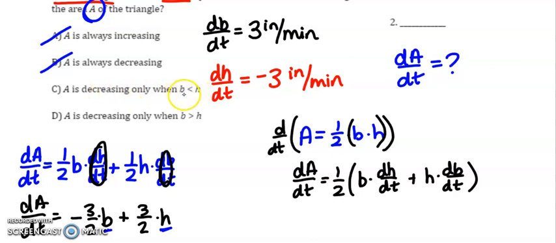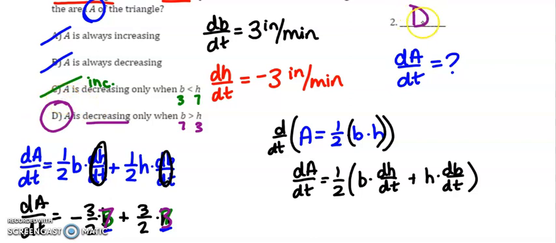When b is less than h, so let's say b was 3 and h was 7, well, you'd end up with negative 9/2 plus 21/2. And so we end up with a situation where dA/dt is positive, which means A would be increasing in that instance. You could try it again. Let's say A is decreasing only when b is greater than h. So let's switch that around, make this a 7 and this a 3. Now this one is negative 21/2 plus 9/2, which ends up with dA/dt being negative, which is good because then our function is decreasing at that moment. Okay, so again, we knew it wasn't always increasing or decreasing because dA/dt depended on two variables.